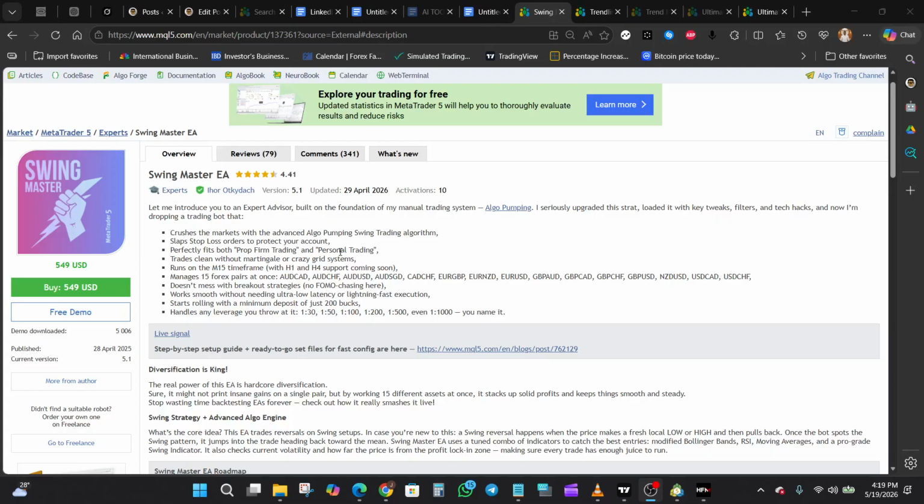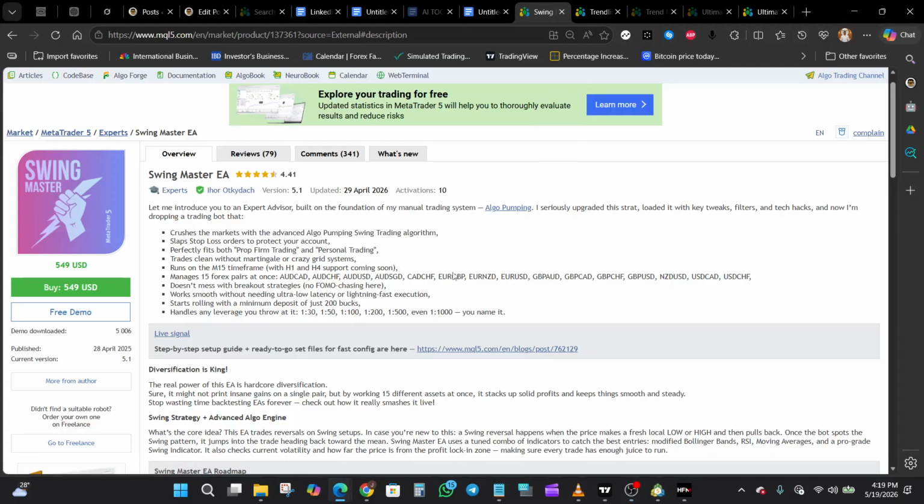So right away on the marketplace page, we can see that this is Swing Master EA for MT5 developed by Iho Otki Dach. The current version listed here is version 5.1, updated in April 2026. And the purchase price at the time of recording is 549 US dollars. The developer explains that this EA is based on a manual trading approach called algo pumping.